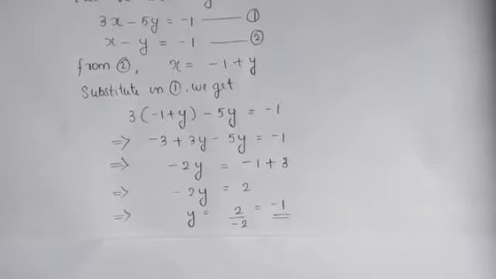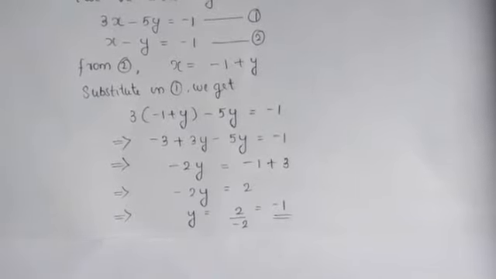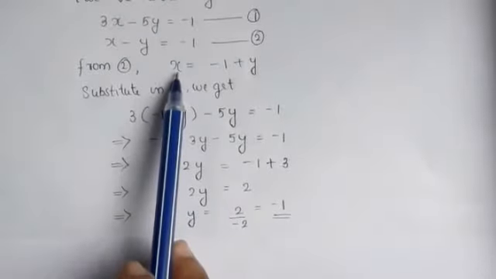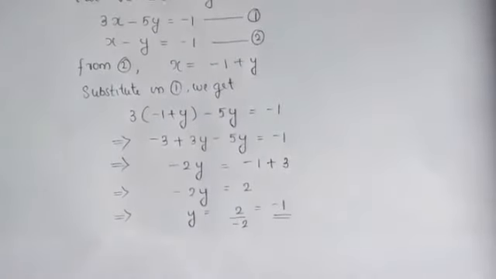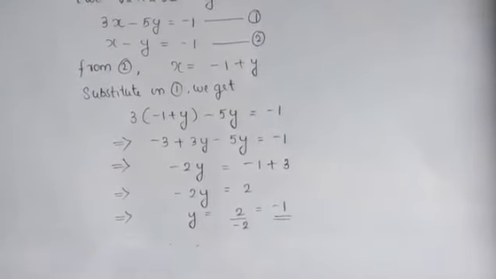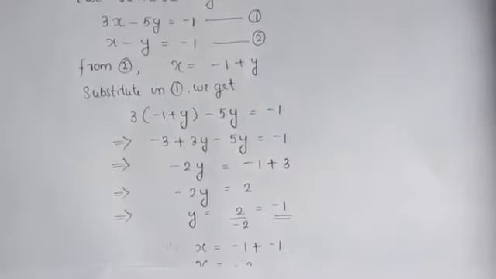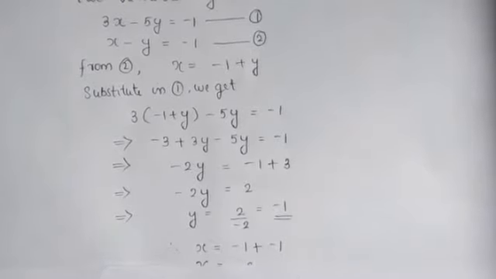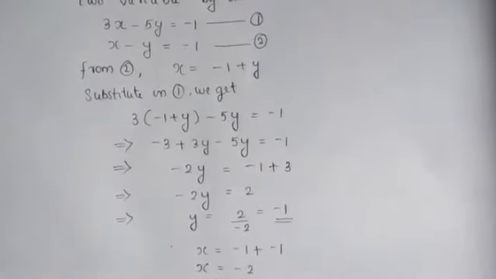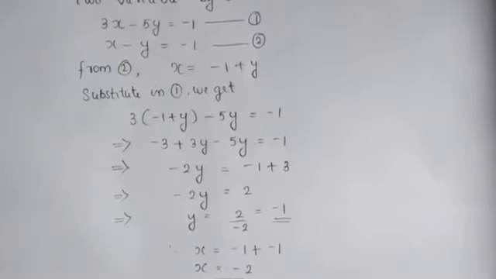But one more value we have to find out. What is that? x. So how will you get x? Already we know the relation: x is equal to minus 1 plus y. We got the value of y. What is the value of y? y is equal to minus 1. So you just replace. You will get x is equal to minus 1 plus y, where y is equal to minus 1. So x is equal to minus 1 plus minus 1, so its value is minus 2. So the final answer: x is equal to minus 2 and y is equal to minus 1. So this is the solution of this pair of linear equations.